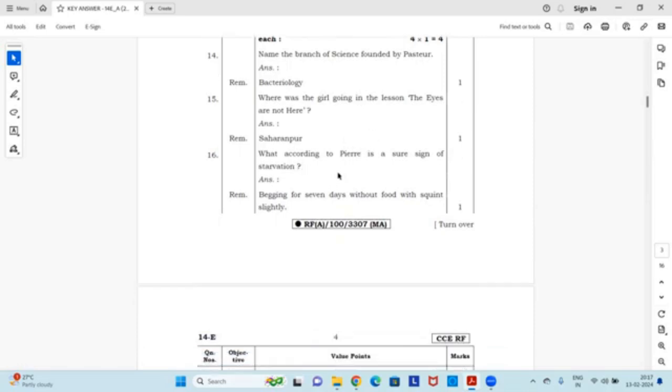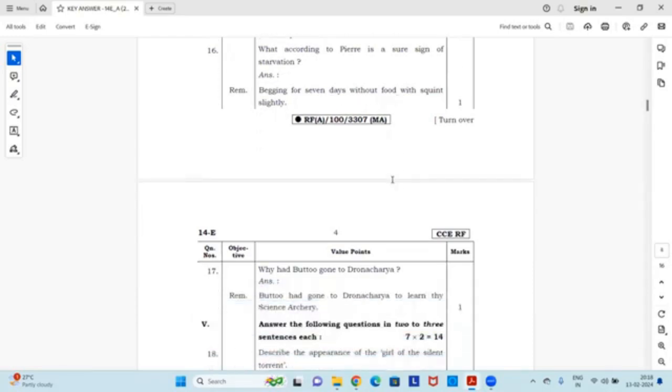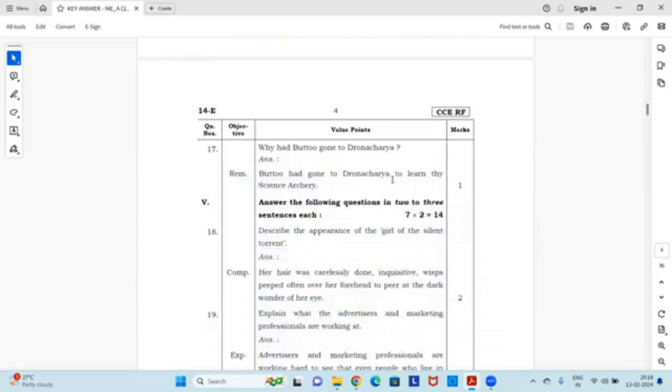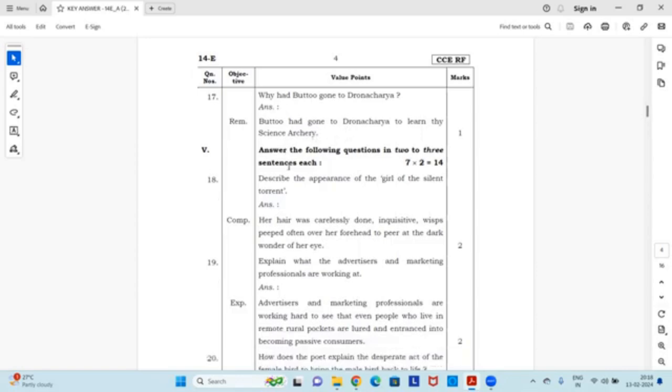Next, question 16. What, according to Perry, is a sure sign of starvation? Answer: Begging for 7 days without food with squint slightly. So these are the answers. Now, 17th question. Why had Bhutto gone to Dronacharya? Answer: Bhutto had gone to Dronacharya to learn the science of archery. Now you're finished with fourth main.